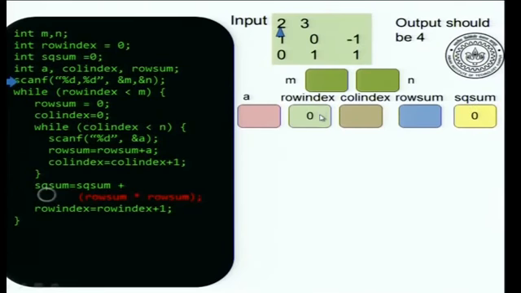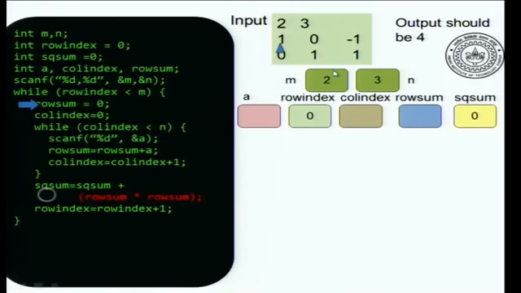You start with row index equal to 0, column index equal to 0, and you scan m and n. So you already know the size of the matrix when you scan m and n. So m becomes 2 and n becomes 3. Now row index is 0, which is less than 2. So you start the loop which reads the row 0. Okay. So notice the arrow here. You are starting to read this particular row, the first row, which is row 0.